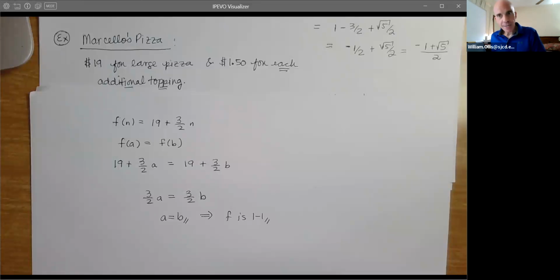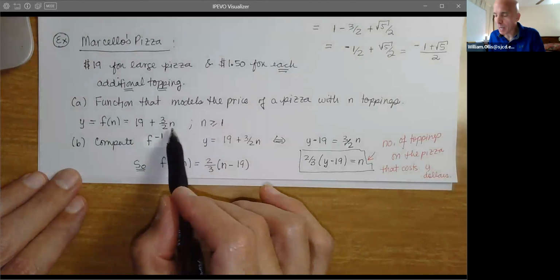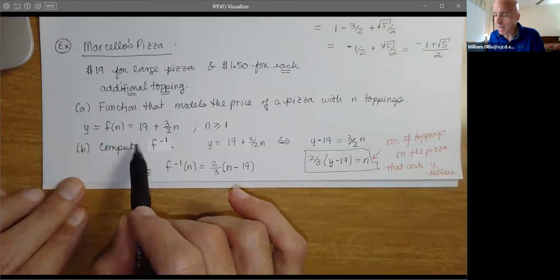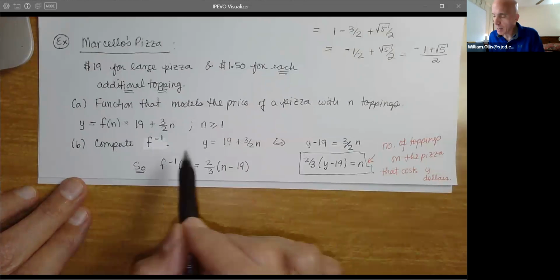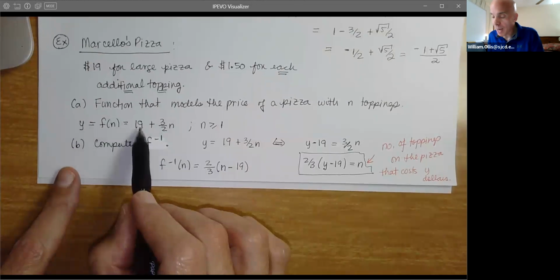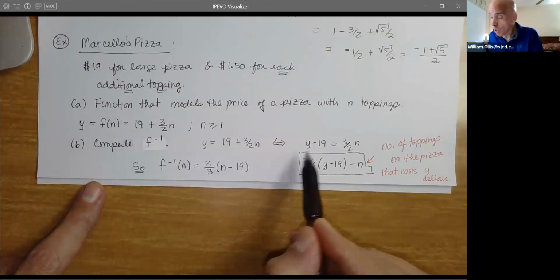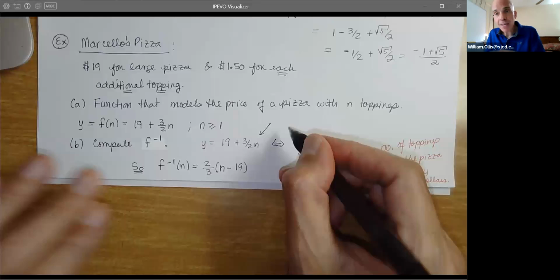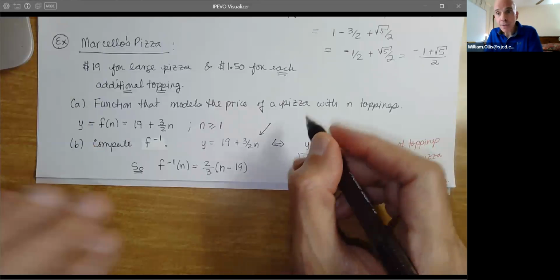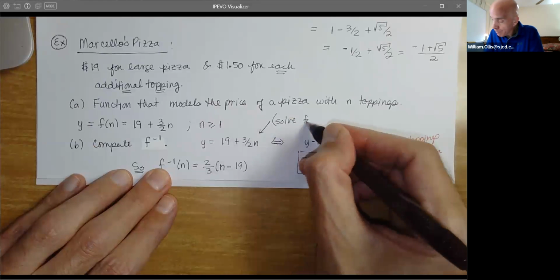But again, now you're thinking, how simple is this? I didn't prove that here, but I thought, okay, by now they'll believe me. And so now the second part of the question says compute f inverse. If we set y equal to 19 plus 3/2 n, then we can solve for n. Just like we've done before, we now need to have the input y and output the number of toppings. So solve for n for the additional toppings.